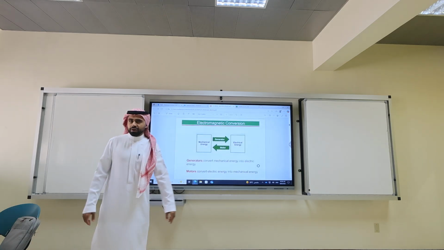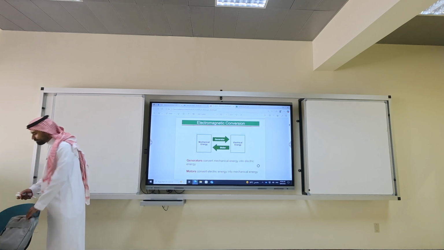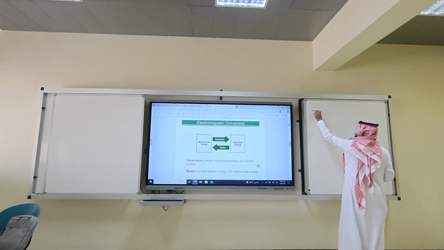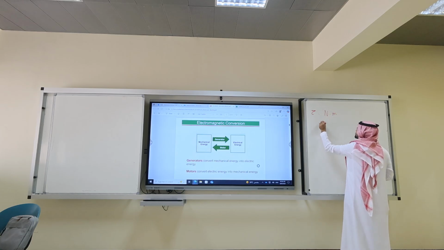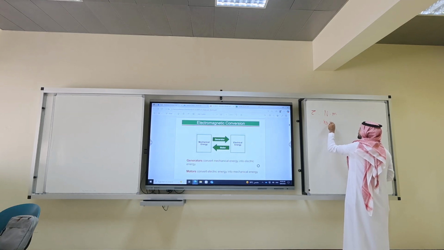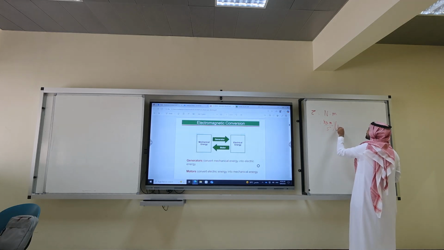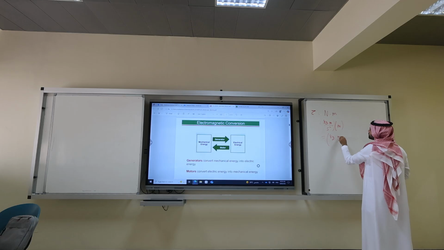Before we go to the commutator, let me ask you a question in physics. What is the unit of torque? Newton meter. Newton is fine. What is the Newton? Force. What's the unit of force? Kilogram meter per second squared. So what's the unit of torque? Kilogram meter squared per second squared.